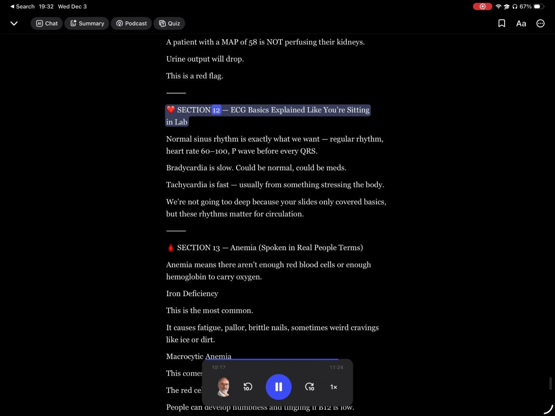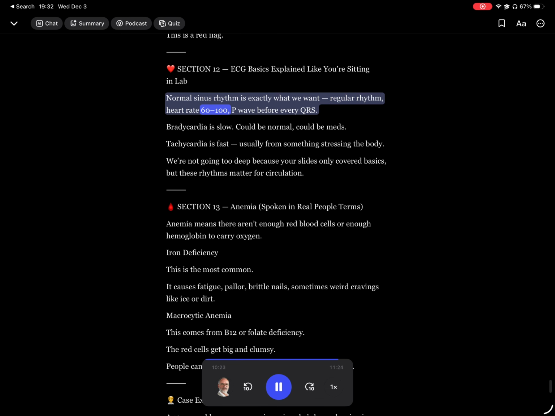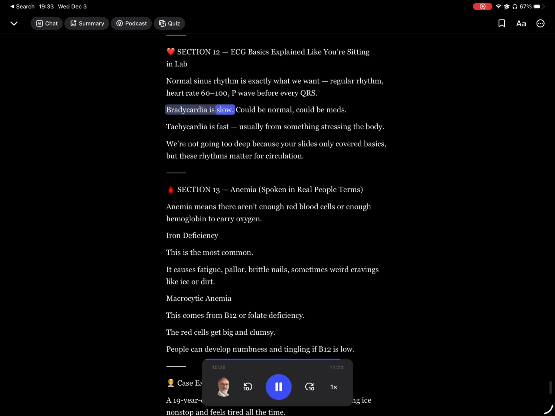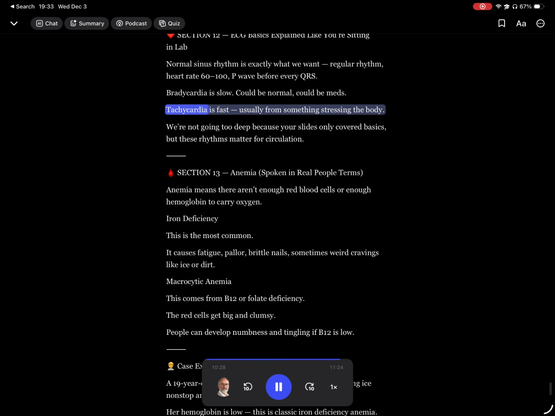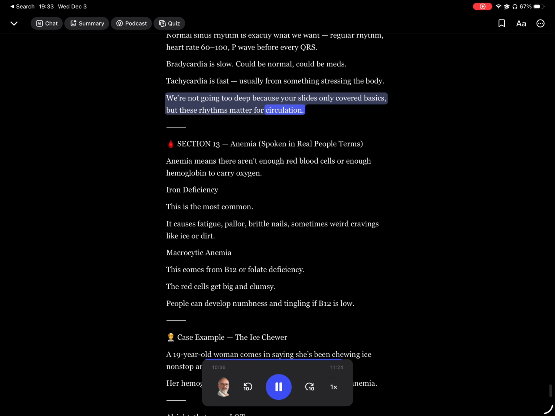Section 12. ECG basics, explained like you're sitting in lab. Normal sinus rhythm is exactly what we want. Regular rhythm, heart rate 60 to 100, P-wave before every QRS. Bradycardia is slow. Could be normal. Could be meds. Tachycardia is fast, usually from something stressing the body. We're not going too deep because your slides only covered basics, but these rhythms matter for circulation.